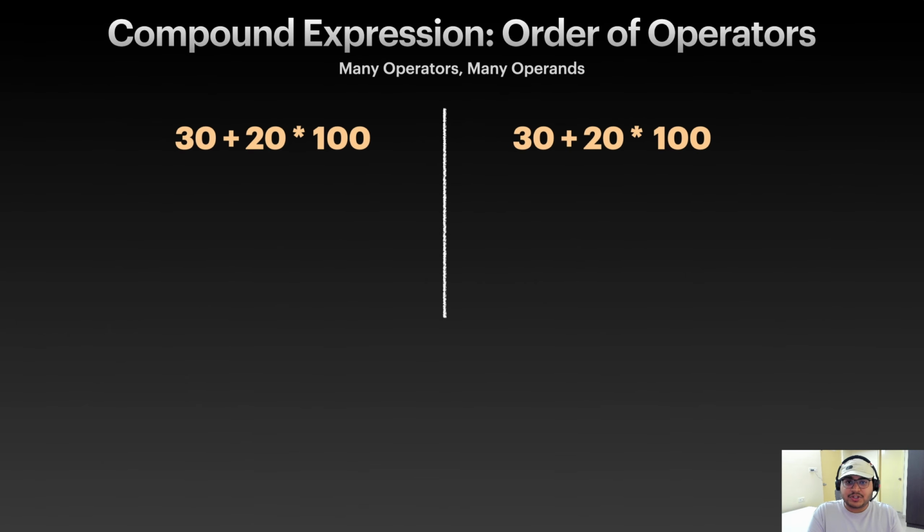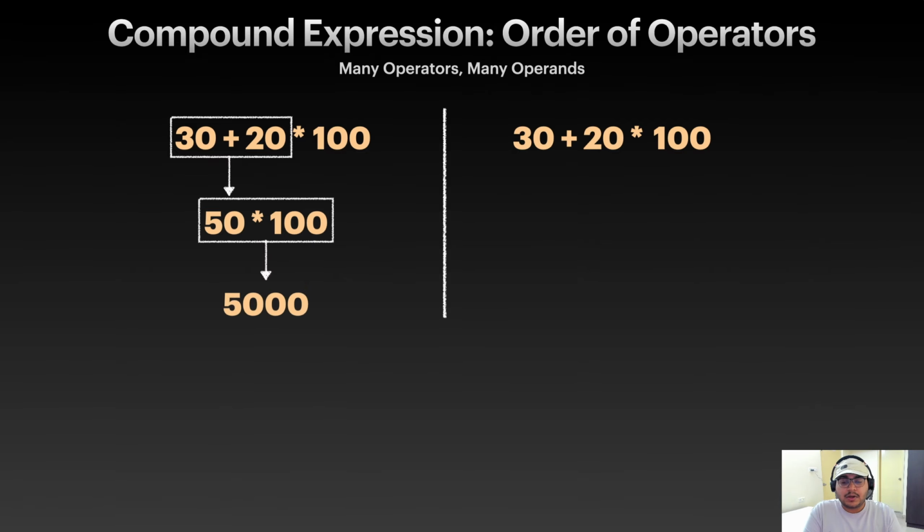An expression which consists of more than one operator and two operands will be called a compound expression in this episode. Consider the compound expression 30 plus 20 multiplied by 100. There are two ways to solve this. First, we can perform the addition operation, that is 30 plus 20, which gives us 50, and then perform the multiplication operation with 100, which gives us 5000 as the final result.